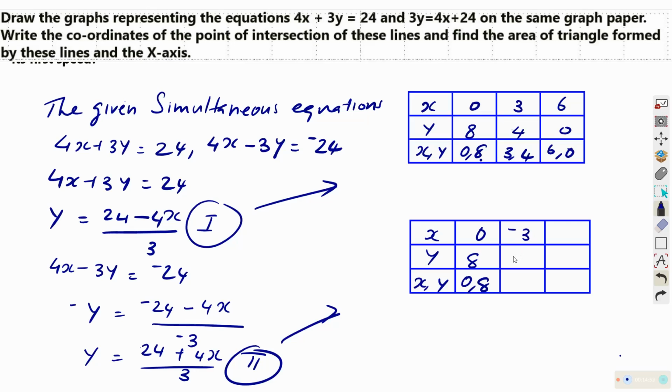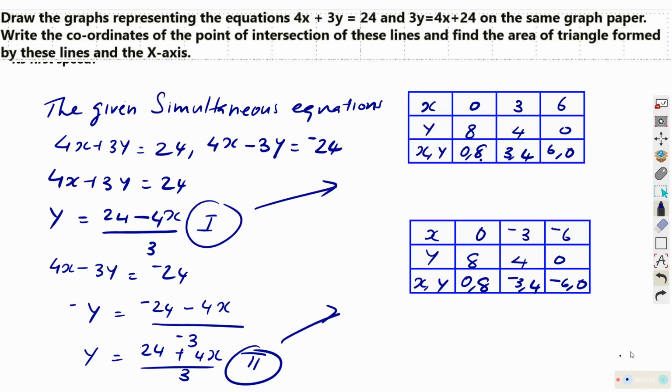4 into minus 3 is equal to minus 12, 24 minus 12 is 12, and divided by 3 is equal to 4. So 3 and 4, minus 3 and 4 are the values. For minus 6, y will be 0. Right. So this way we got the values for plotting the graph.